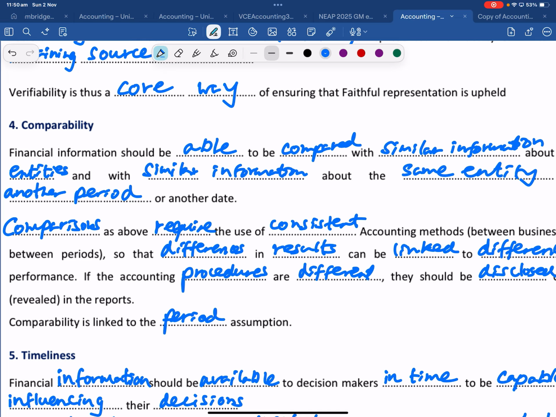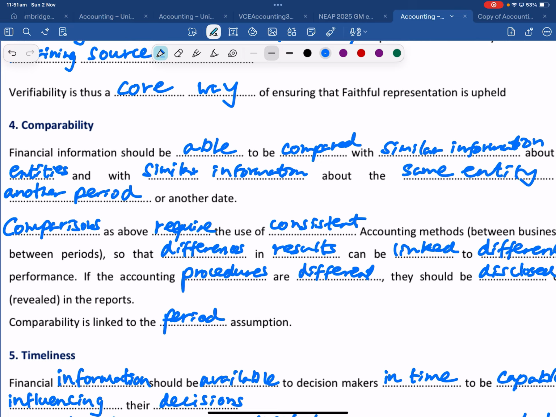Okay. And also guys, comparability is linked to the period assumption. Why? Because remember we said that if you set up the length of the period as monthly, you have to go like that. Let's say somebody wants to change it to quarterly. Can you change it? Yes. Last year you were doing monthly, this year you can change it to quarterly. Again you can't go back to monthly. So you can't keep on changing.